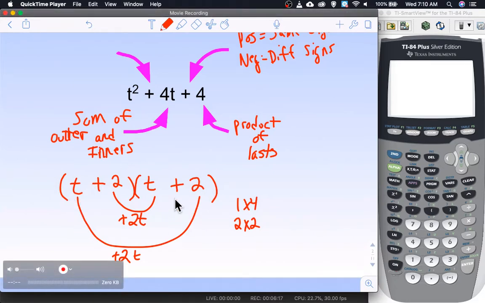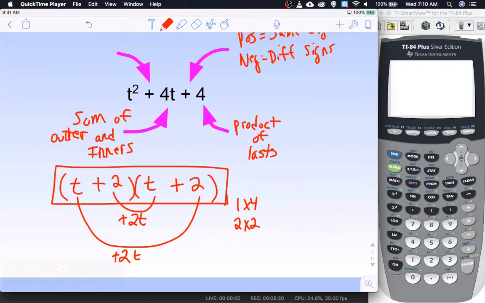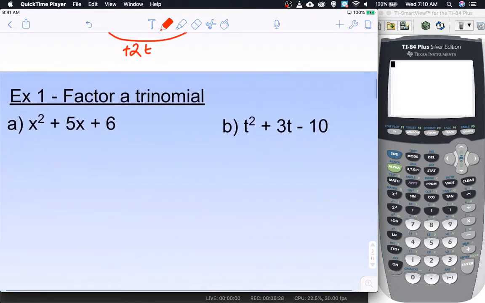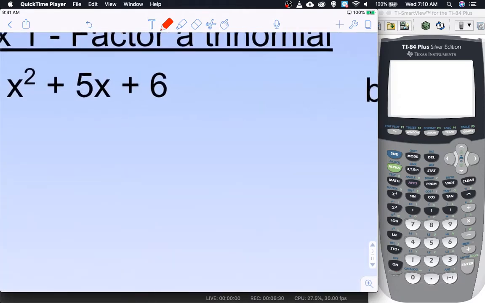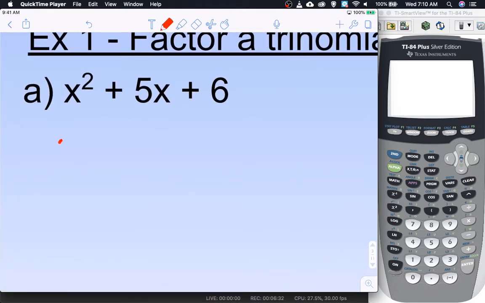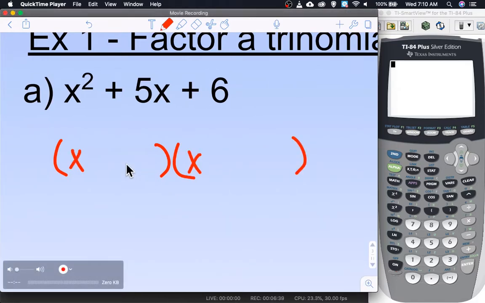This right here is the answer that we're going to be looking for when we do these problems. Okay? So, we've now officially seen one problem of factoring. Let's do more. All right, so we're going to start with this one. I know the first two terms have to be x times x, because that's the only thing that's going to give us x squared.